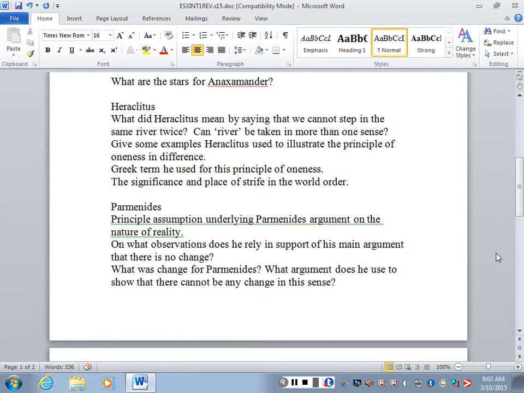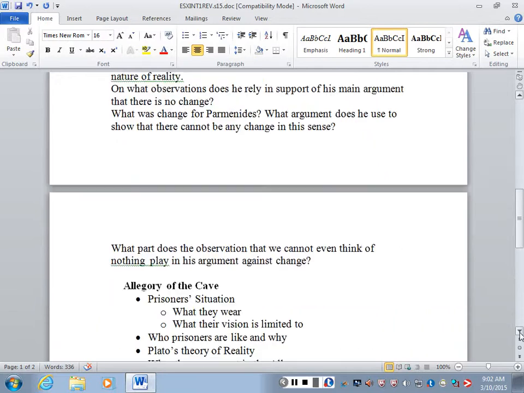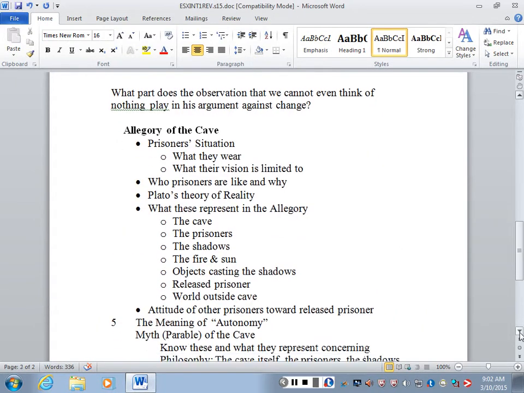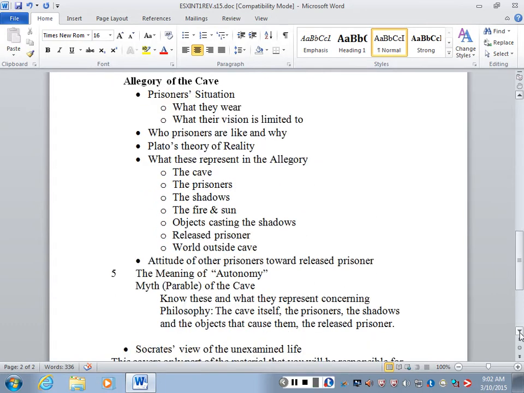Any questions about the pre-Socratics? I see people have been taking notes, and that's really good. I put a lot of the meanings of these things in the notes. Did you have a question?